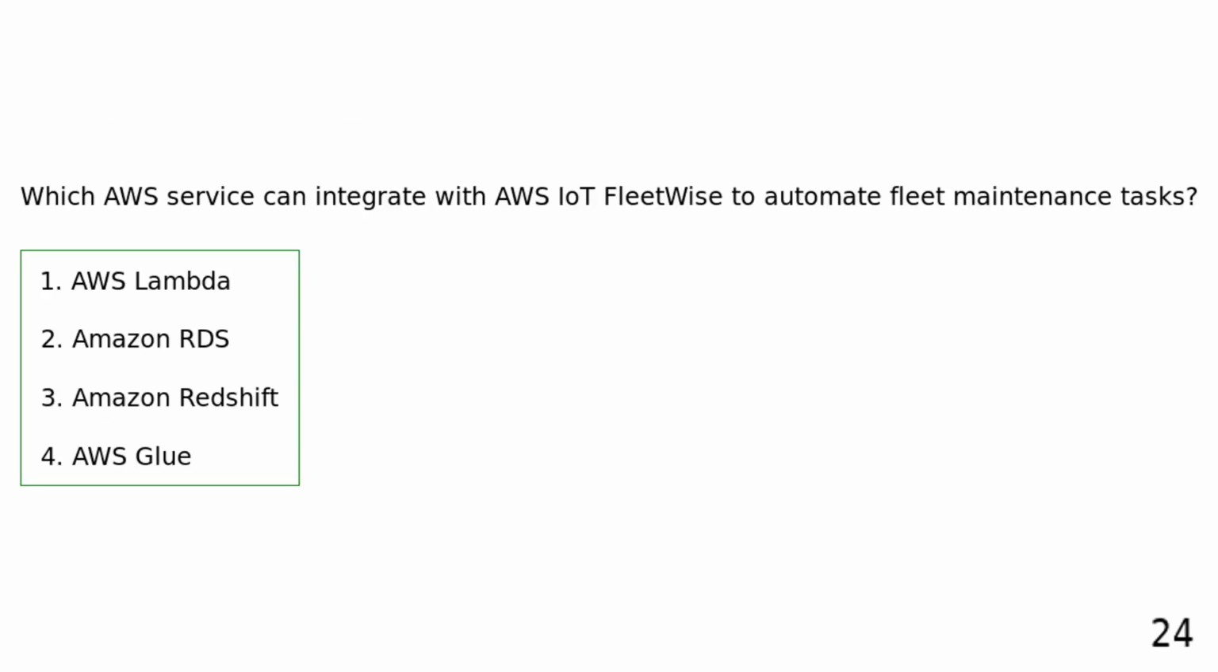Which AWS service can integrate with AWS IoT FleetWise to automate fleet maintenance tasks? AWS Lambda, Amazon RDS, Amazon Redshift, AWS Glue. AWS Lambda can integrate with AWS IoT FleetWise to automate fleet maintenance tasks.